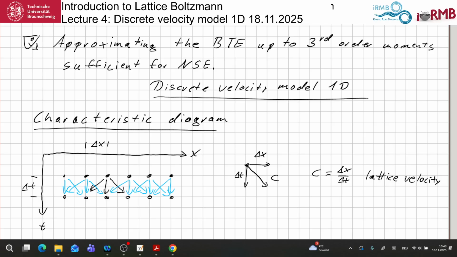Okay, then unfortunately, people have become very lazy in this context, and they often use something that they call lattice units. This may be a little bit confusing.